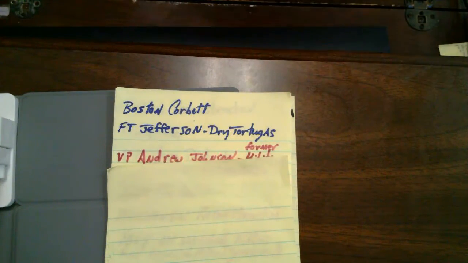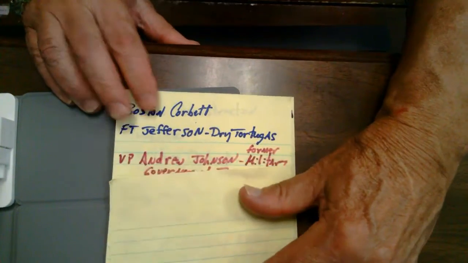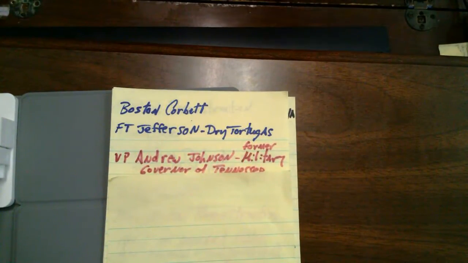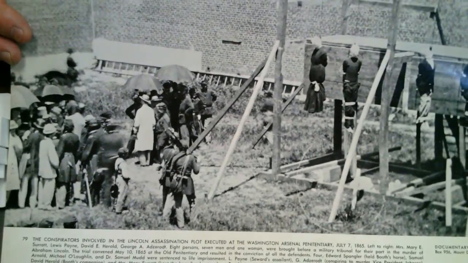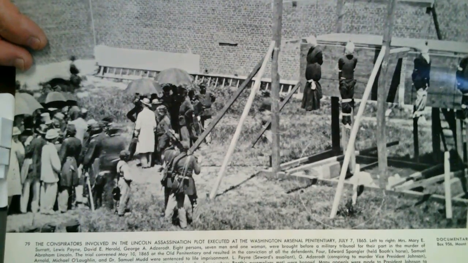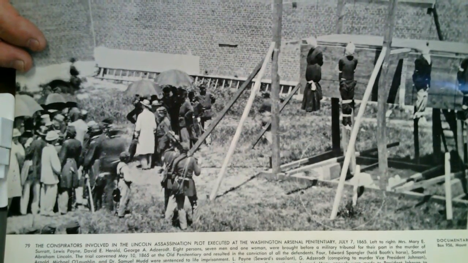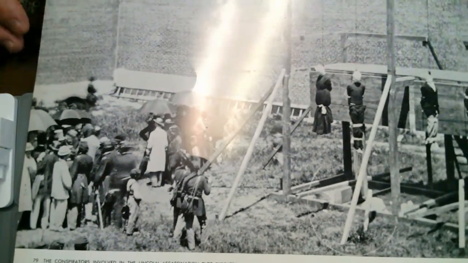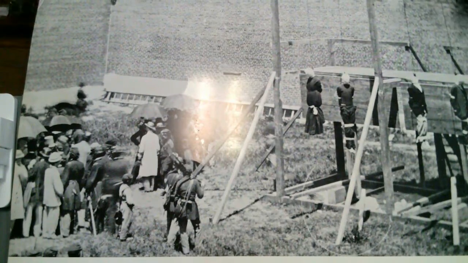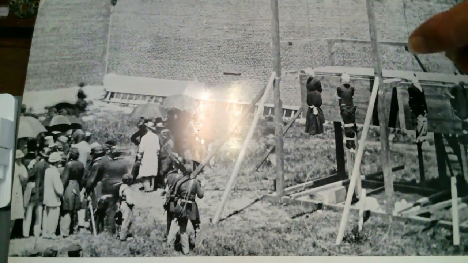All right, so let's see here. What happens to the other individuals that were arrested? A lengthy trial took place here, folks, and then in July of 1865, at a place which is called Fort Leslie McNair today, scaffolds, gallows were constructed here, and you can see the death after the hanging of those individuals.